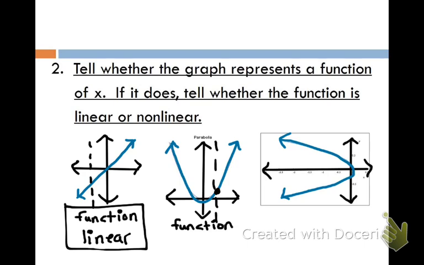Now you have to tell if it's linear or nonlinear. Is this a line, guys? No, it looks like a U. Okay, so this is nonlinear. Box it in.